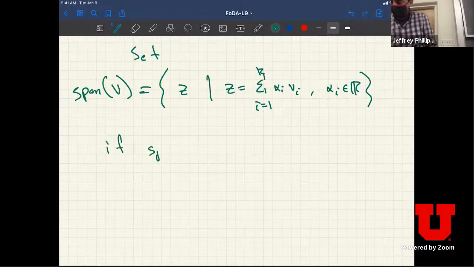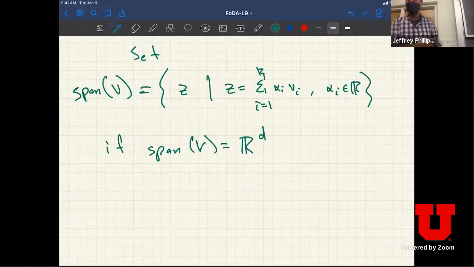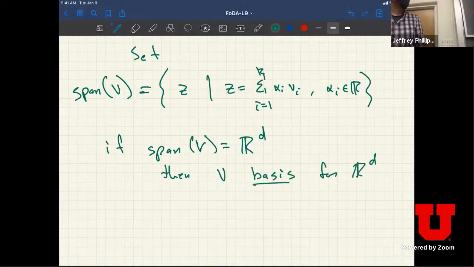Okay, if the span of a set V is equal to RD, so if it is the whole space, for instance, if I have D or more vectors, then I might likely get this property. Then we say V is a basis for RD. Okay, so I said this was going to be the basis of what we do a lot later in the semester. That's why I was laughing to myself earlier in the lecture.